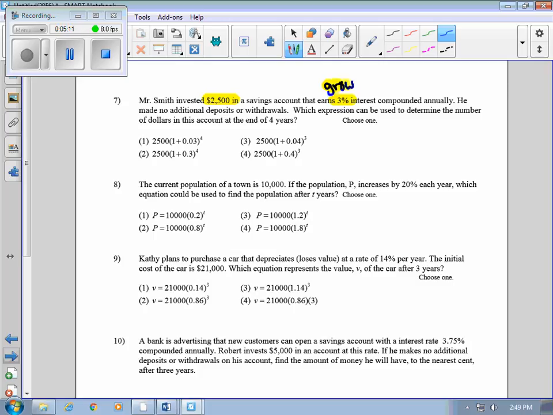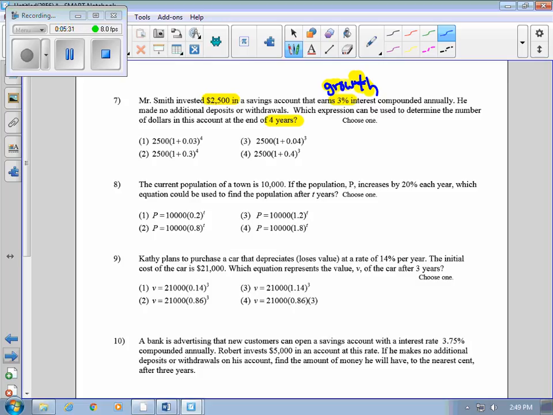If we're earning, come on, growth. 3% interest compounded annually. He made no additional deposits or withdrawals. Which expression can be used to determine the number of dollars in this account at the end of 4 years? So that 4 is what I'm looking at in the exponential part. I already know I want that part in the exponent.